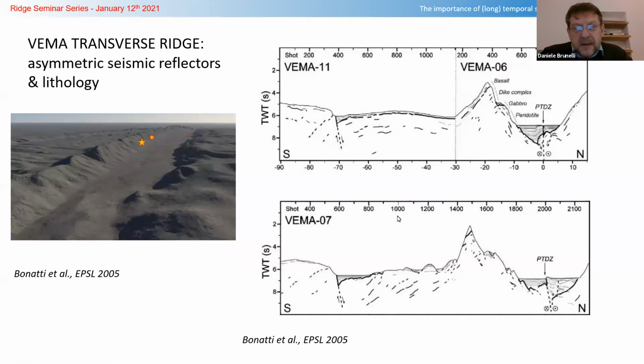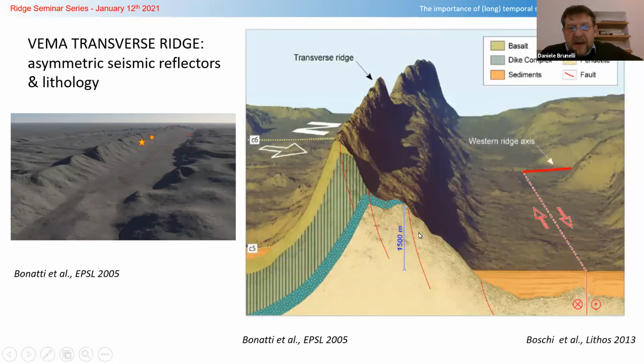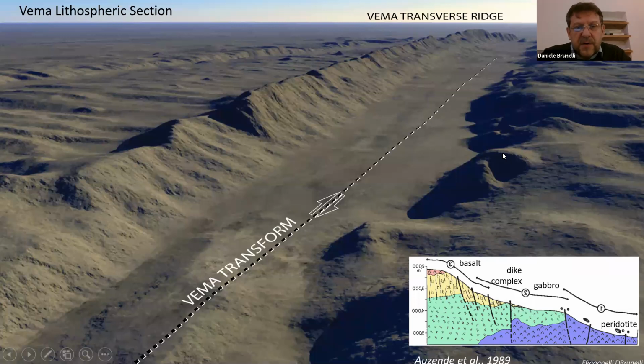of the oceanic crust. And this has been redrawn by Marco Ligi in this romantic picture, but very nice, that shows how the basaltic layer and all the layers of the oceanic crust are uplifted, bent upward. So we have the basalt, the dike complex, the gabbros, and the mantle section at the base. This asymmetric, elastic uplift exposes the complete section of the oceanic crust, and this can be followed all along the section that we have called the Vema lithospheric section.